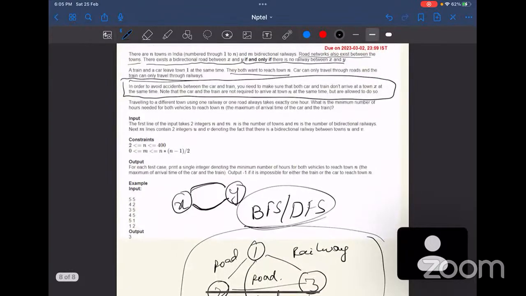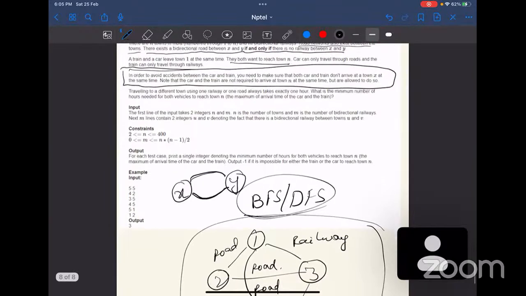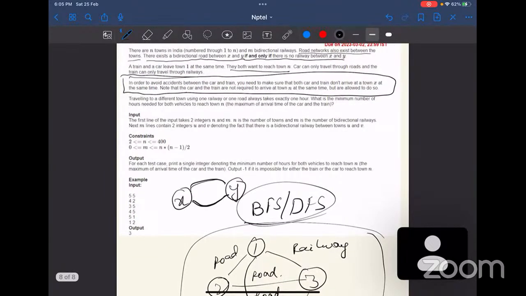So what this says is, you need to make sure that both car and train don't arrive at town X at the same time. Note that the car and train are not required to arrive at town N at the same time, but are allowed to do so. What does this mean? If you're starting from 1, then for a particular town X, you cannot reach by both car and train simultaneously. But for X equal to N, which is the destination, you can reach through car and railway simultaneously. That is allowed. But for any intermediate town, that is not allowed.